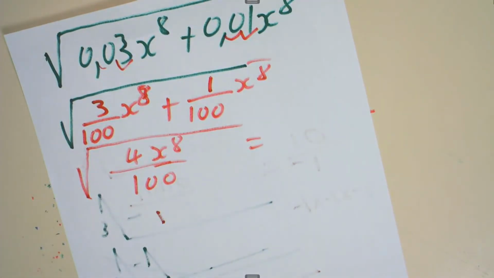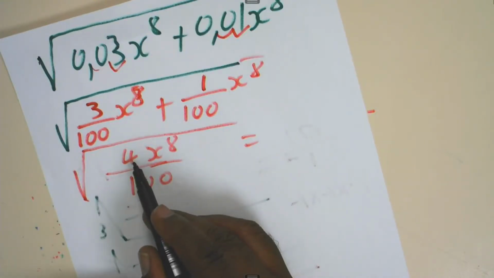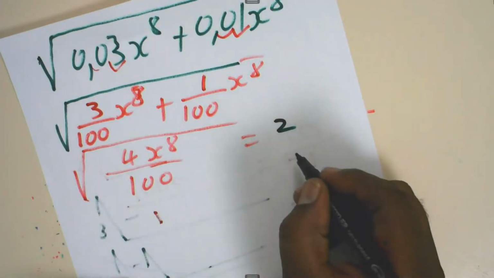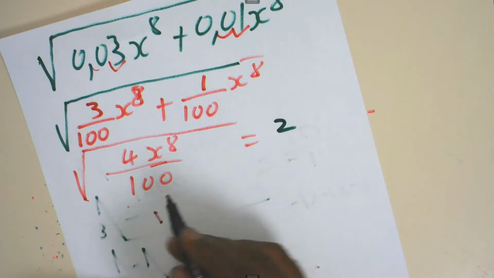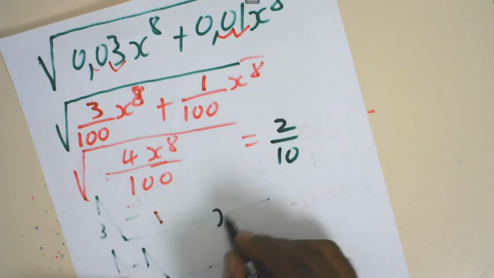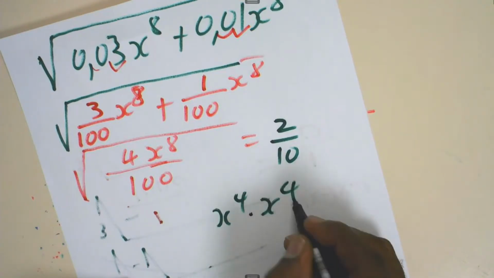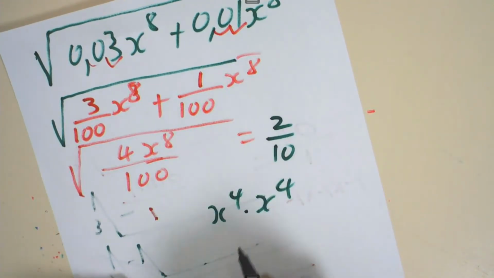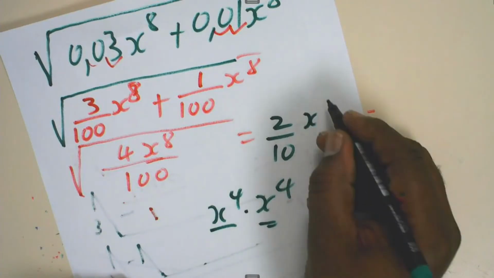Same approach. What makes a 4 a square? It's your 2. What makes your 100 a square? It's your 10. What makes x to the power 8 a square is x to the power 4 by x to the power 4, which is your final answer.